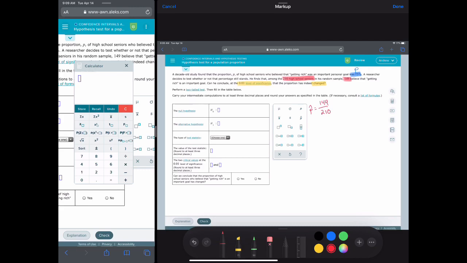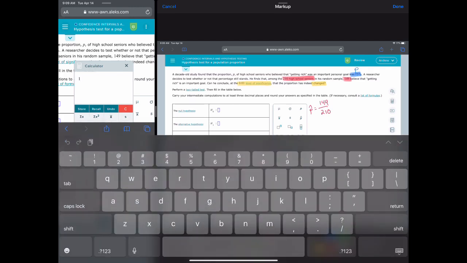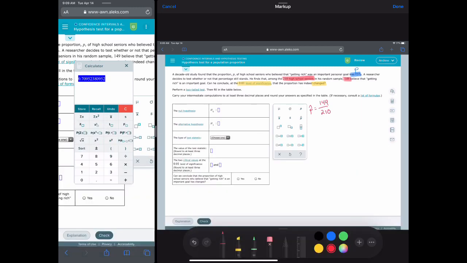Okay, so we can go over to the calculator and do 149 divided by 210 and get that P hat is 0.7095. So we'll go a couple decimal places here just in case. So what we want to see is, is that enough information to decide it's changed? We can say that 71% is different than 75%, but we want to know for the whole population, if we went and asked every single high school senior, would it actually be different than 75%? Is 71% far enough away from 75% that we can conclude that by just asking 210 people?